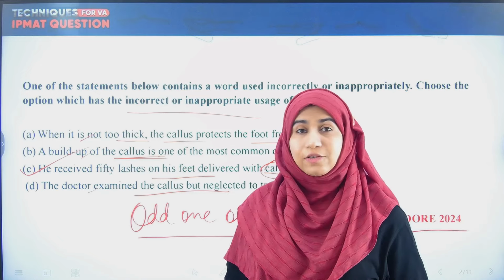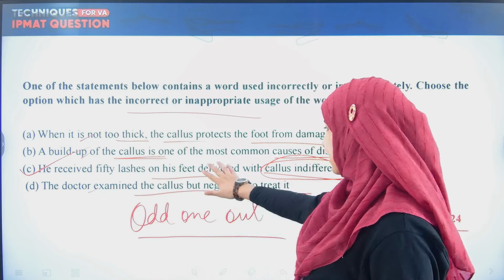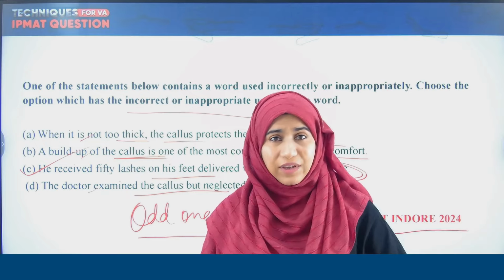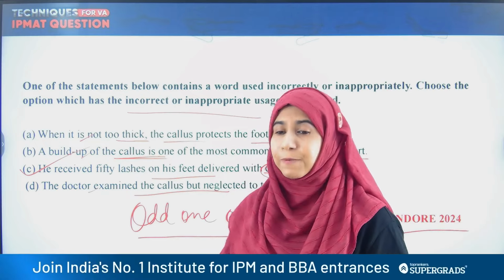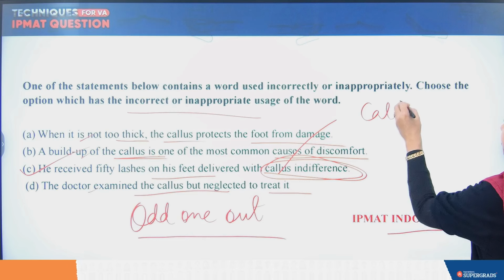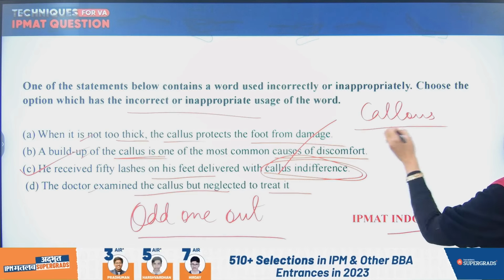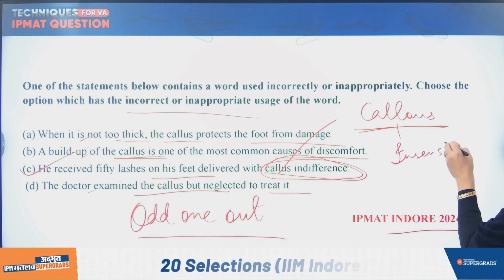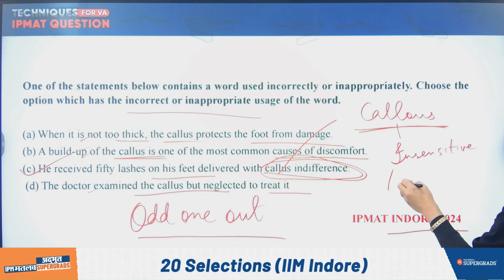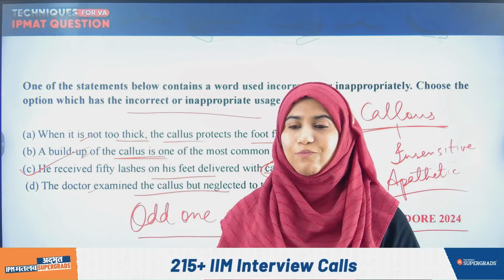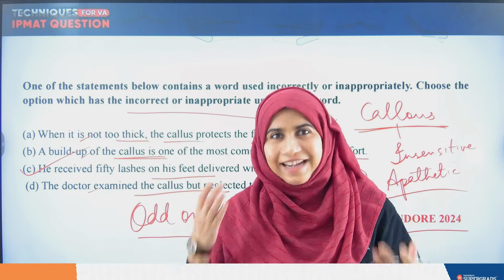Now, what is wrong with C? C is saying with callous indifference, he was given 50 lashes on his feet. He was beaten up or given lashes. Now the idea is what word that should have come here? The word was callous. Callous is when you are insensitive to someone, when you are apathetic. Now, this is extra gyan that I'm giving you. And the reason is very clear. I actually want to teach you, and ideally you should know.